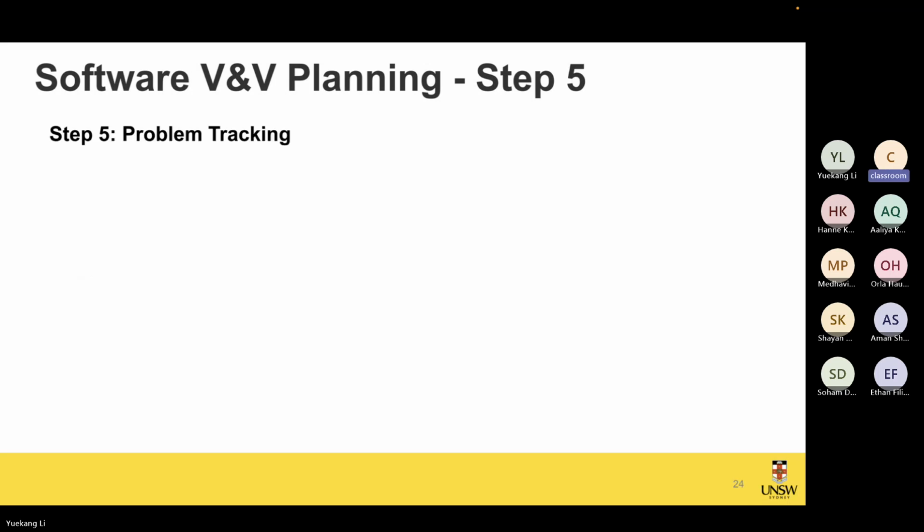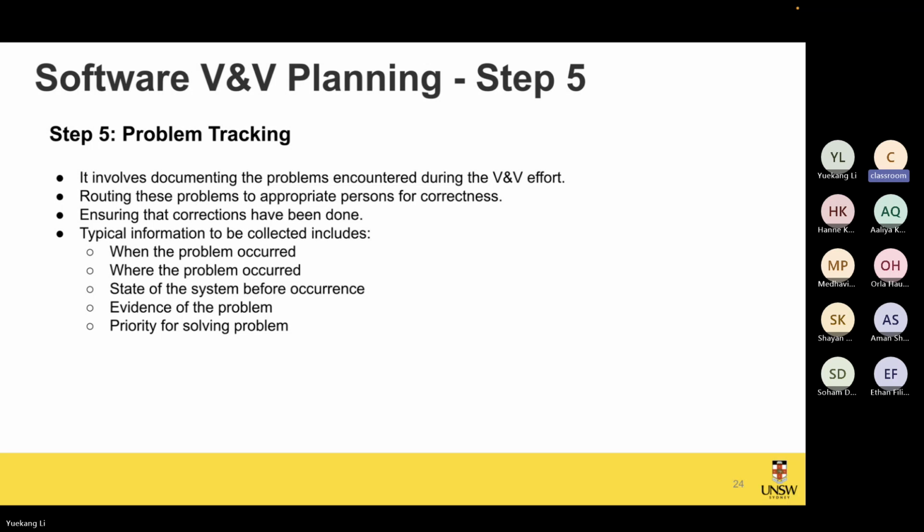And the fifth step is we need to do proper problem tracking. So now we have integrated, in the first step, we have integrated the V&V techniques. So the V&V techniques will start to give us flags or bugs, right? So now what we need to do is we need to track all the problems or bugs we have identified. And this problem tracking often requires us to document the issues properly. And these are the typical information to be collected.